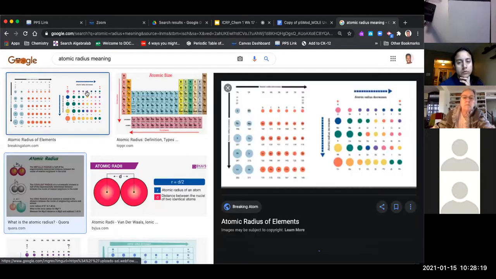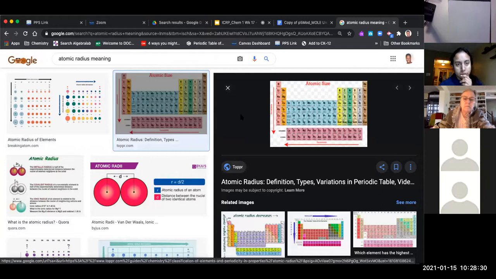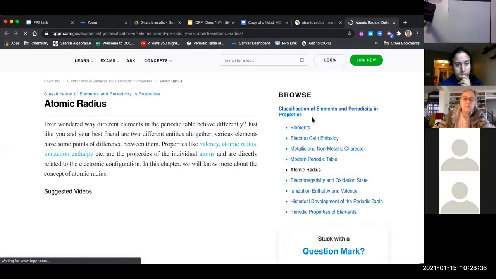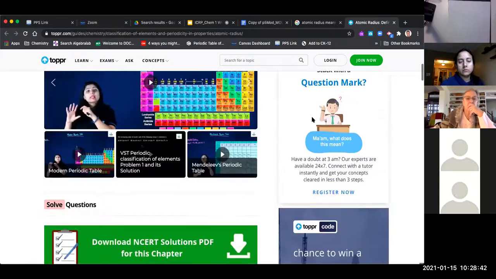But here, this is the one I want everyone to see. When we think about atomic radius, that's a way for us to think about its size. Depending on what you're looking at, I'm going to click it here so that you can see it large. When we talk about the size of an atom, we're typically talking about something called radius.